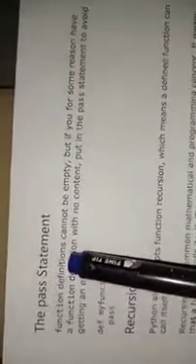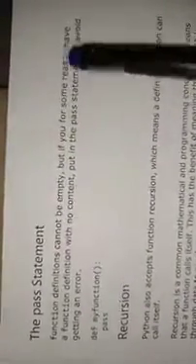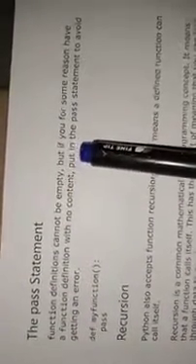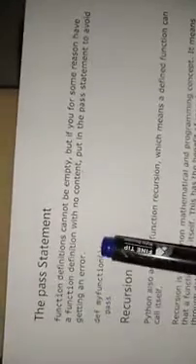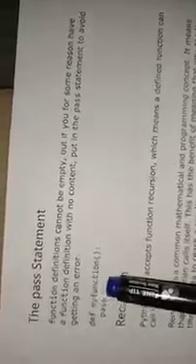Now we will consider the pass statement. I think you are already familiar with it, because the pass statement is a do-nothing statement. The function definition cannot be empty, but if you for some reason have a function definition with no content, put in the pass statement to avoid getting an error. Here I have defined my_function with a pass, which means this is a do-nothing function.